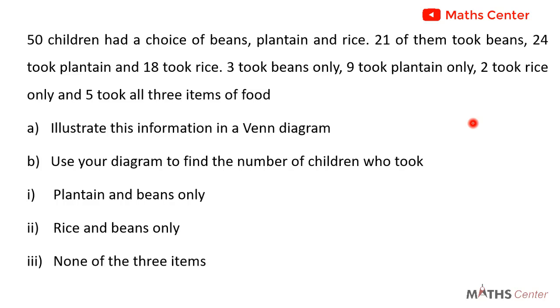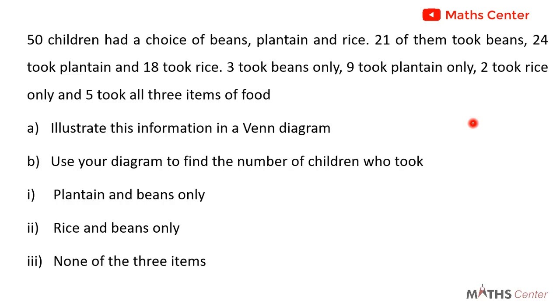Let's have a look at this 3-set problem. 50 children had a choice of beans, plantain, and rice. 21 of them took beans, 24 took plantain, and 18 took rice. 3 took beans only, 9 took plantain only, 2 took rice only, and 5 took all 3 items of food.